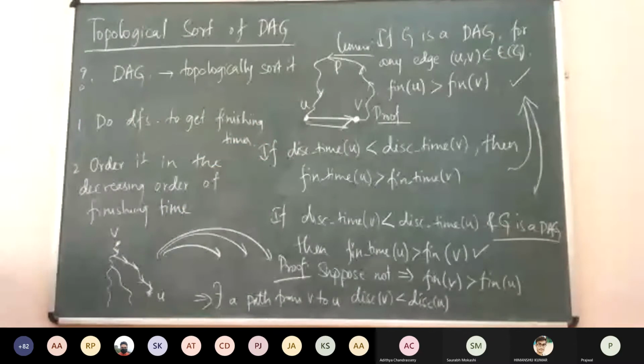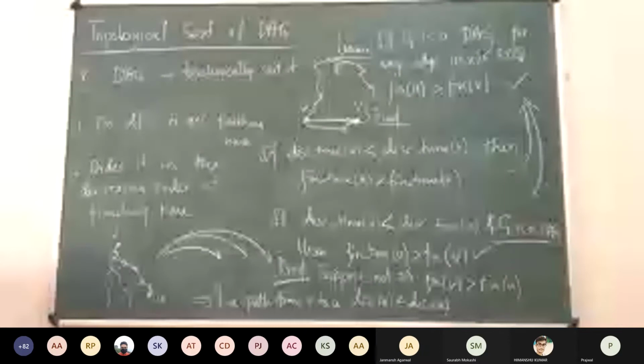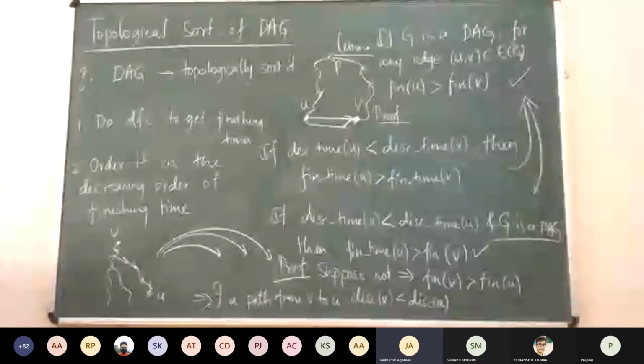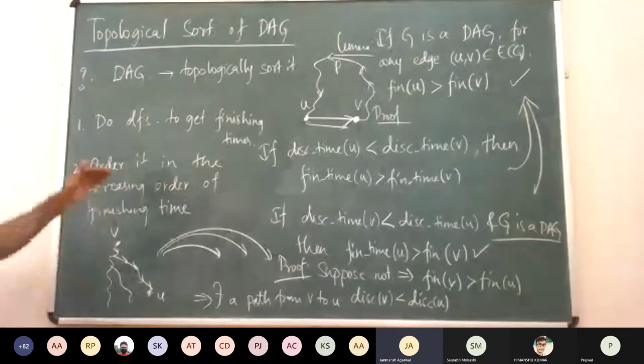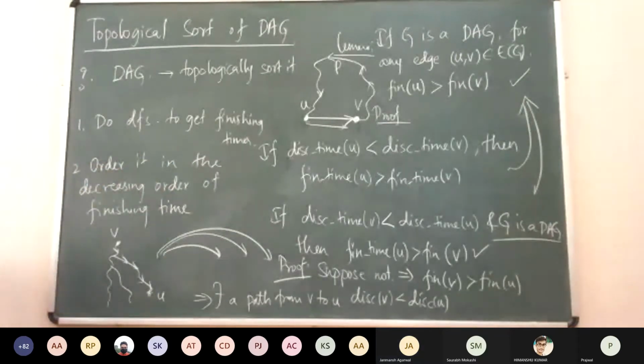Yes, sir, it does. How? Basically, what we are doing is sorting in decreasing order of finishing time. So we have proved that if a vertex has a larger finishing time, then that vertex should come before the vertex which has a smaller finishing time. Yeah, that is what we are doing. Why does it give a topological ordering? Why do all edges go from left to right?